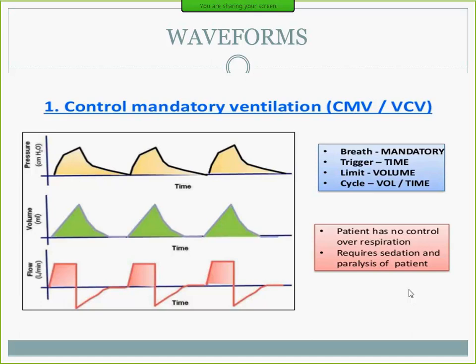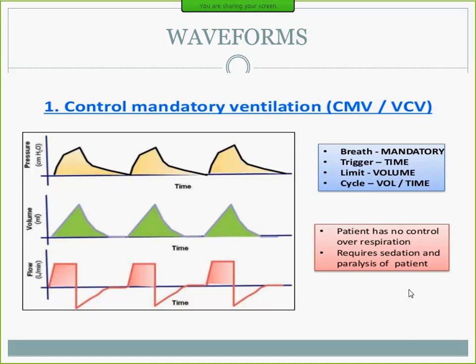So this is pressure, this is volume, and this patient is set. So there is no patient effort. How do you know if there is a patient effort? Remember I just told you, when we breathe spontaneously, we have inspiratory muscles that constrict, the diaphragm goes down, so it creates a negative pressure in the pleural space. And this is where you are going to see.